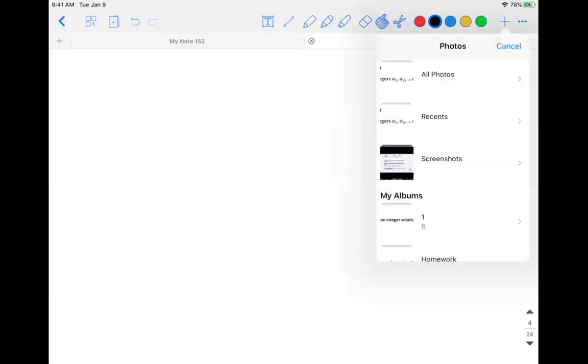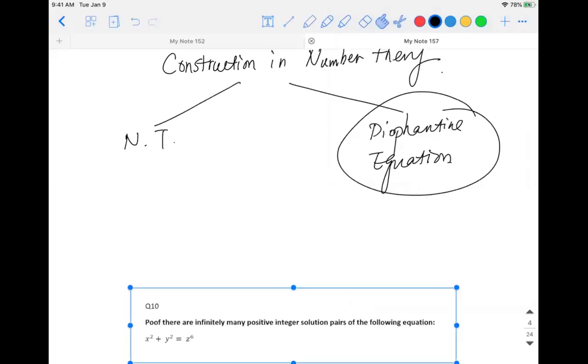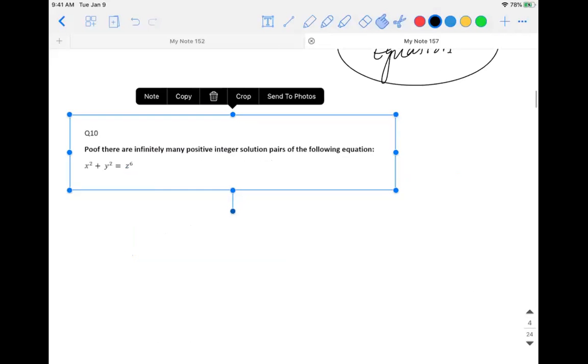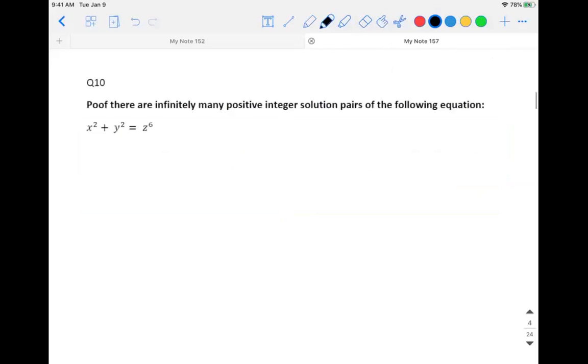Our first problem comes from here. This problem says, prove there are infinitely many positive integer solution pairs of the following equation. Like we mentioned previously, as long as you see infinitely many, most of the time this is a construction-related problem, right? As long as I ask you something does not exist, this is proof by contradiction. Something exists, you just find one, that's it. Something exists and infinitely many, what are you going to do? Always go for the construction.